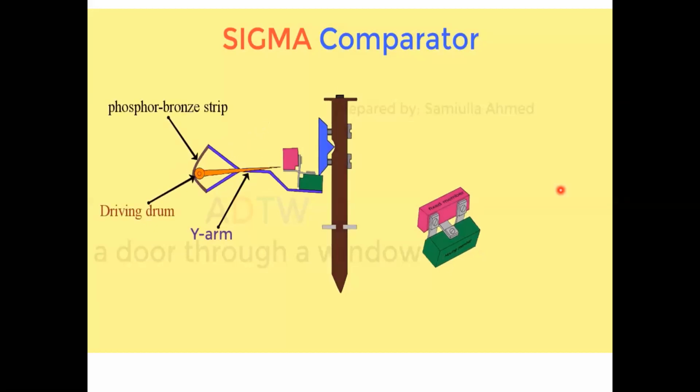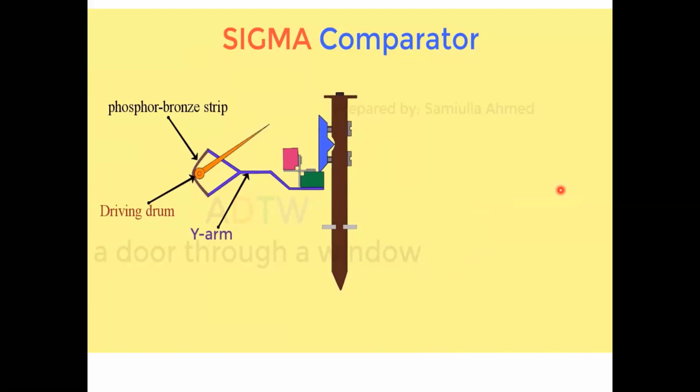The movement of the Y arm rotates the driving drum and in turn the pointer spindle. This causes the movement of the pointer over a calibrated scale. The magnification of the instrument is obtained in two stages.